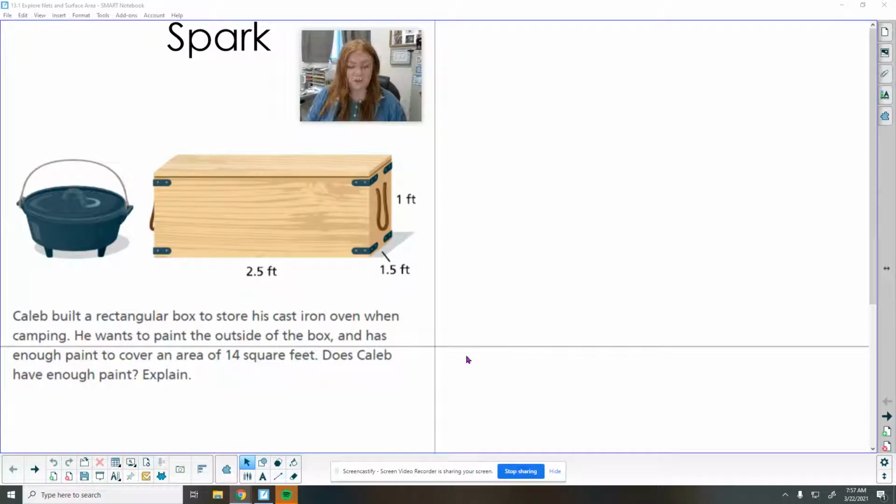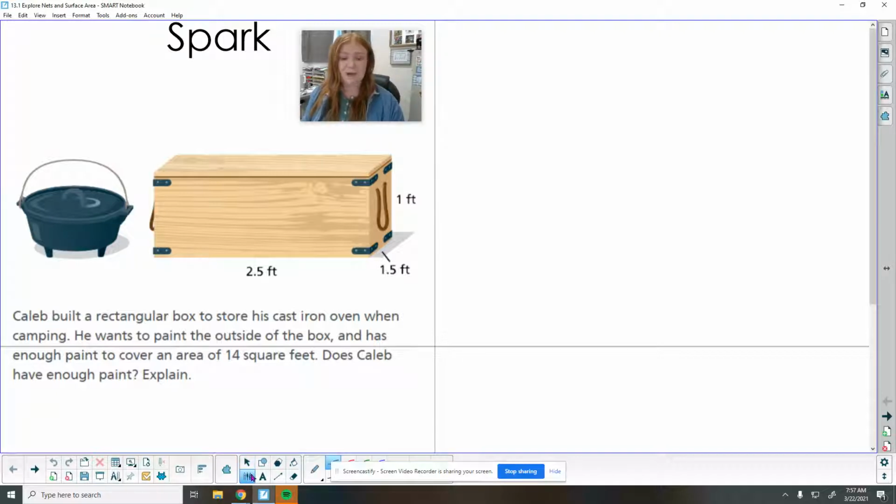This video is for 13.1. We are going to be starting to take all of the areas that we have been learning about, of rectangles and squares, triangles, trapezoids, and we're going to be putting those together to find the surface area.